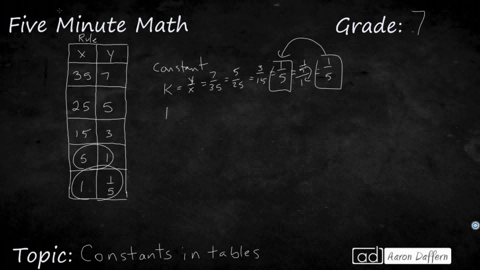Now, how do we write that as a rule? If our k is 1/5, well, we could say you divide by 5, but when we're writing our constant, we're not going to write it as a division problem. We're going to use the inverse, right? The reciprocal. And so dividing by 5 is the same thing as multiplying by 1/5. We learned that in 6th grade. So our constant of proportionality is 1/5, because if you multiply each x by 1/5, you get the y.